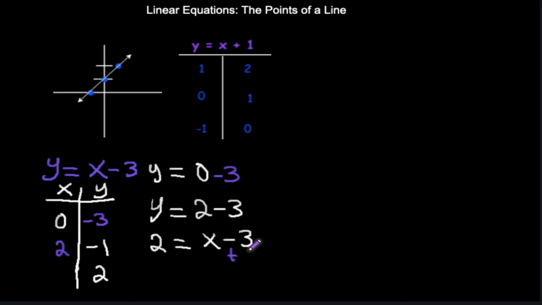So the opposite of -3 is +3. Do that to the other side as well. So that means x is equal to 5. All right, so we have the point (5, 2) now. So let's go ahead and plot these points on a graph.